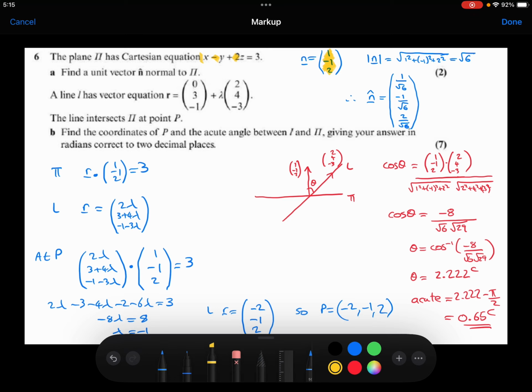To turn it into a unit vector, I'm going to work out the magnitude of that. So 1 squared plus minus 1 squared plus 2 squared, all square rooted is root 6. So if I divide my normal vector by the magnitude, it's going to turn it into a unit vector. And so that's what I've done here. The 1 divided by root 6, the minus 1 divided by root 6, and the 2 divided by root 6.